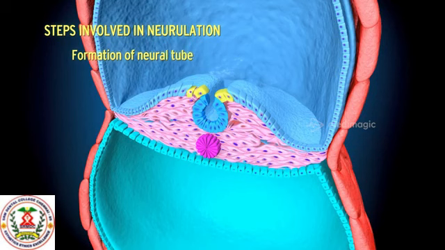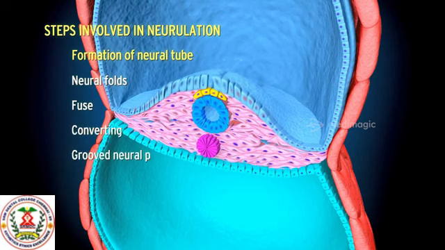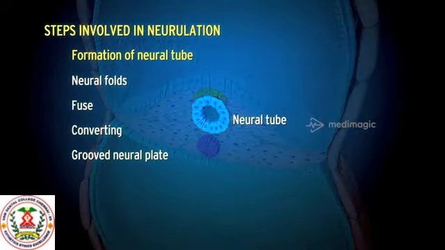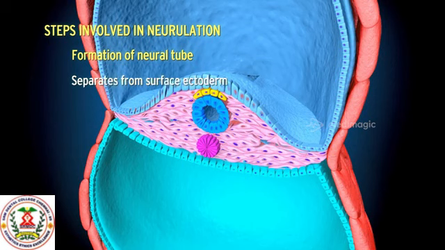Formation of neural tube. The neural folds move towards each other and fuse, converting the grooved neural plate into a neural tube. This fusion occurs in craniocaudal direction, and it soon separates from the surface ectoderm as the neural folds meet.